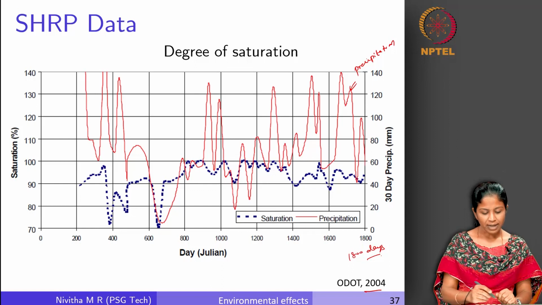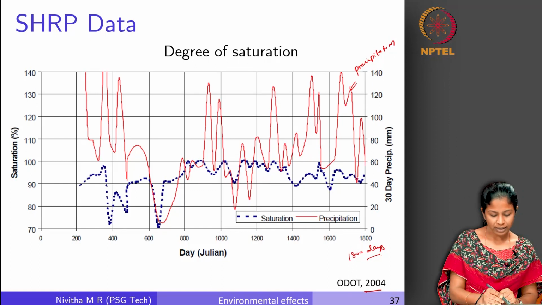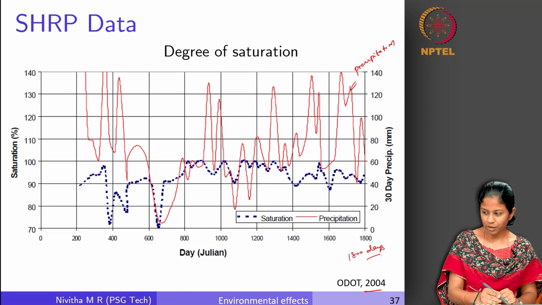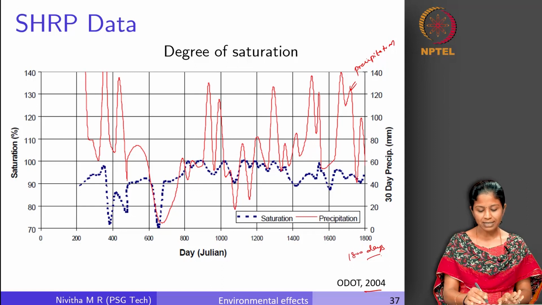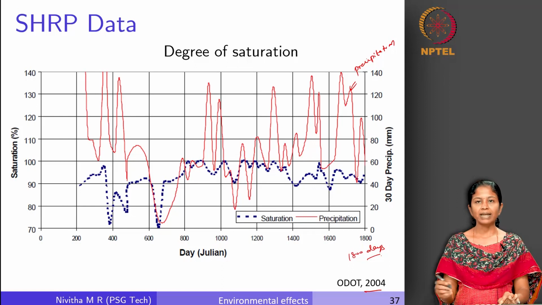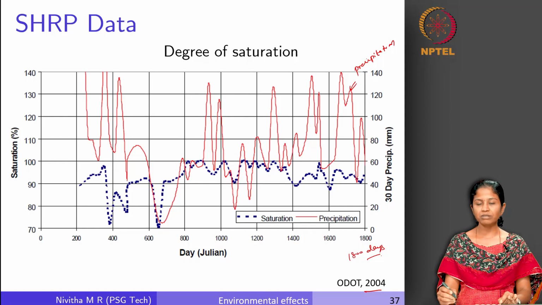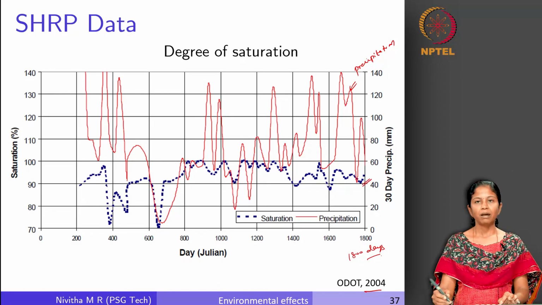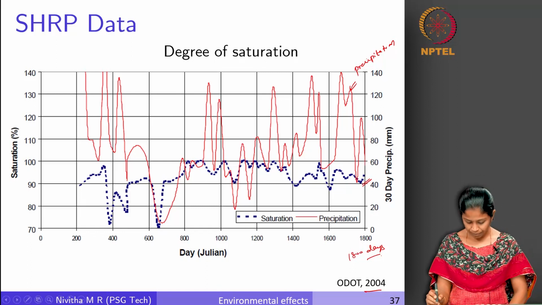So if you look at this, initially the precipitation increases, so the degree of saturation also increases, and once the precipitation reduces the degree of saturation also reduces. So you can see it is more or less in line with the precipitation data. So like as seen earlier, the degree of saturation has a very close relation with the precipitation data, but we should also remember that this relation is valid only up to a certain depth. Beyond a certain depth it is highly insensitive to the precipitation data.